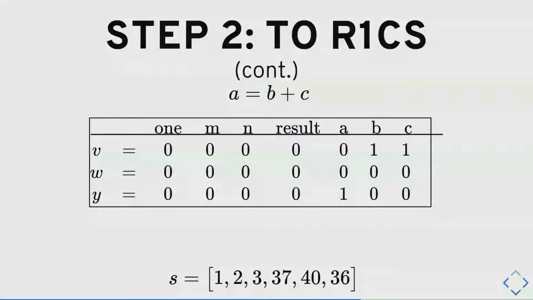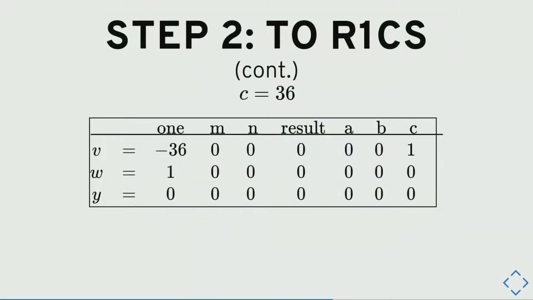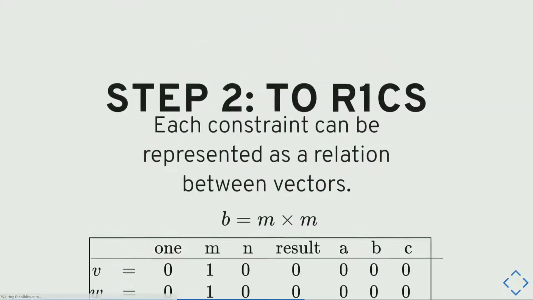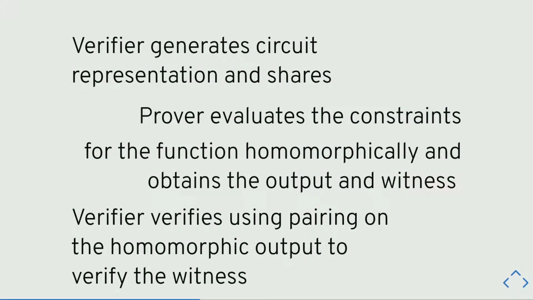So where do the V, W, and Y come from? These polynomials, where's the origin of those? Does the verifier choose those, or does the prover choose those? It's part of this form that the verifier produces. Let me go back to the. So the verifier generates the circuit representation, which is all of these circuits, basically. Does that answer your question?